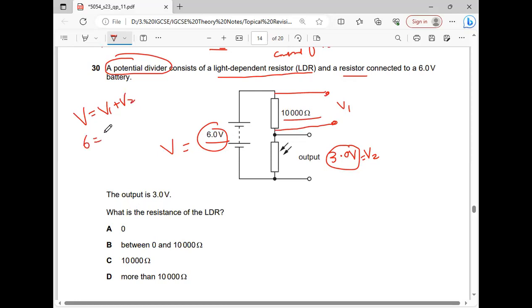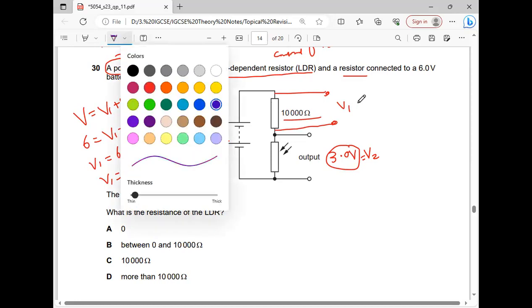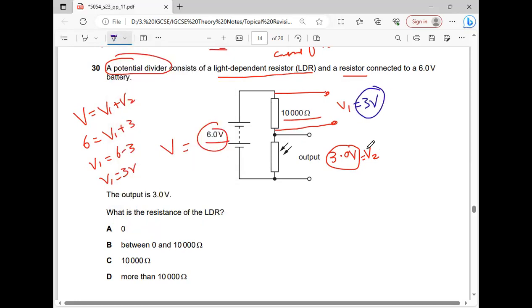So 6 is equal to V1 plus 3. So V1 is equal to 6 minus 3, so V1 is equal to 3 volts. It means 3 volts are being dropped over here as well. Now both have the same voltage, 3 volts and 3 volts, and in series combination current remains the same, due to which voltage and resistance are directly proportional to each other. So for 3 volts the resistance was 10,000. Therefore for the same voltage the resistance of the LDR will also be equal to 10,000.